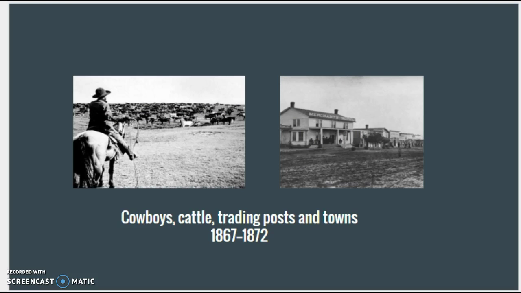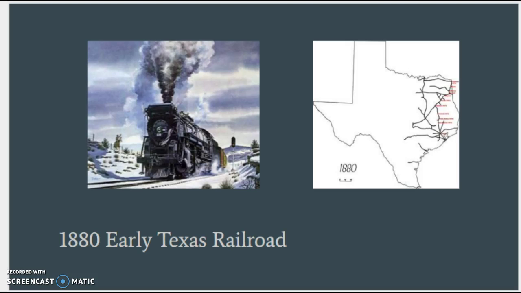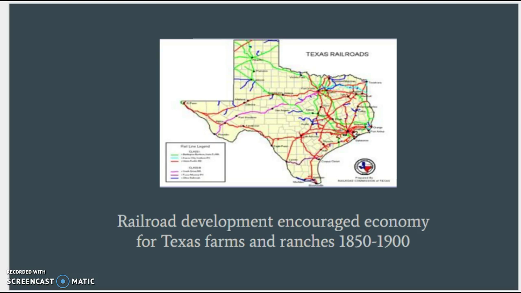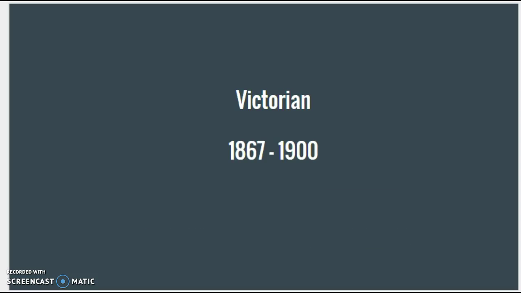During this period, the Chisholm Trail brought economic advancement and development to Texas. The Chisholm Trail supported cattle and cowboys, and the towns were designed with trading posts to support the needs of the travelers. The Chisholm Trail later became the early Texas Railroad. The development of the railroad encouraged economic development as well as brought in different materials.